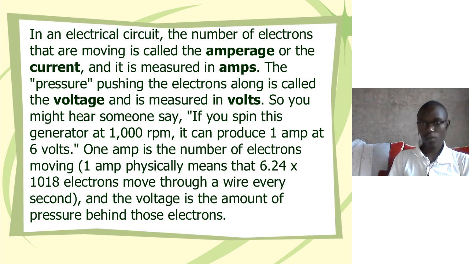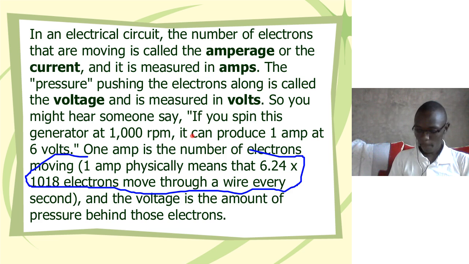Okay. Then I mentioned earlier that EMF, what pushes electrons to flow, is what we call voltage. It is measured in volts. So you'll hear those two words moving together. So 1 amp basically means this number of electrons that are flowing.